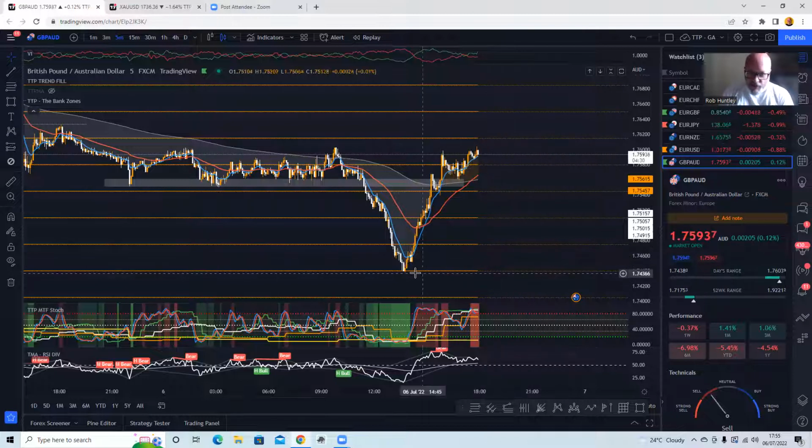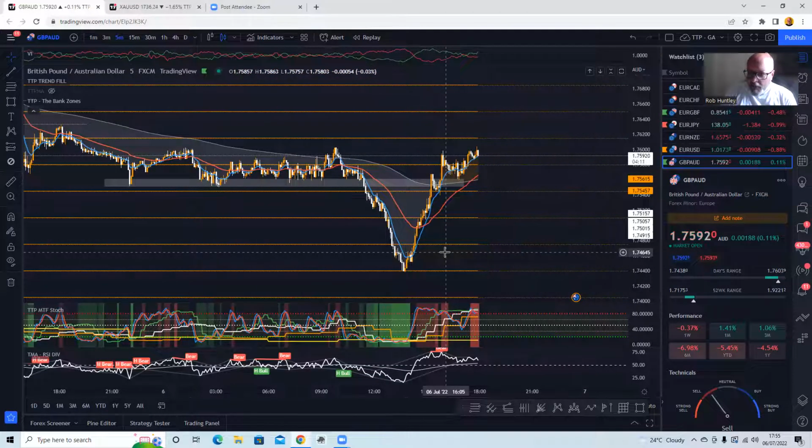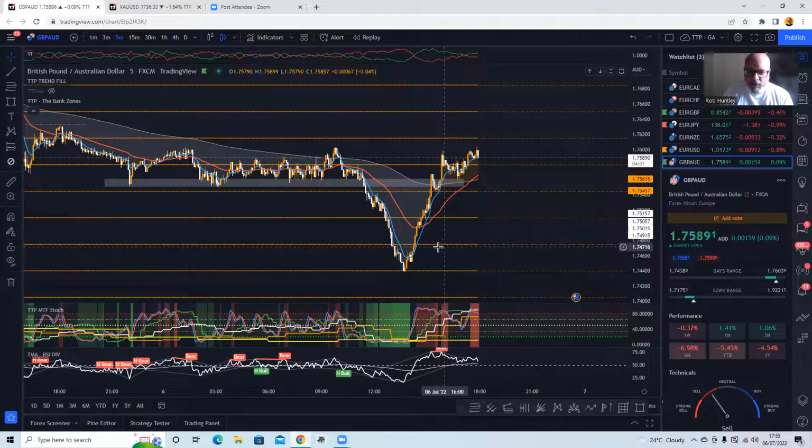And yeah, I didn't get in right at the bottom. In fact, I can't remember what the, let's check my phone quickly. 1.74646. So it was around that sort of area there that I got in for buys. And again, I didn't hold the positions either. I sort of took buys, closed off the position, took another one, closed off the position, took another one, closed off the position.